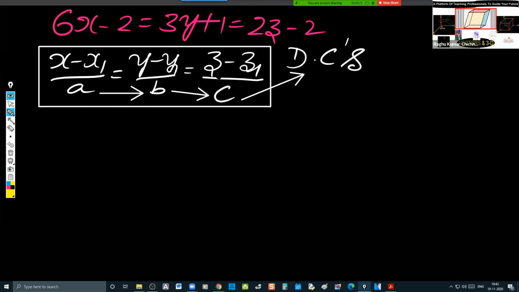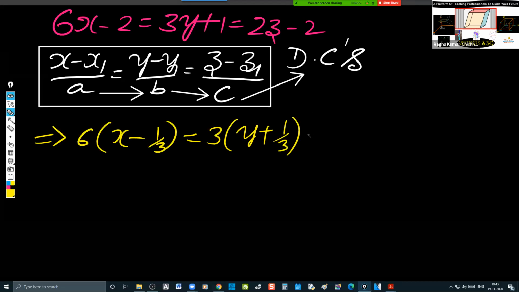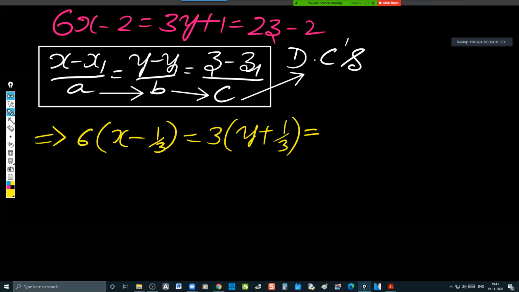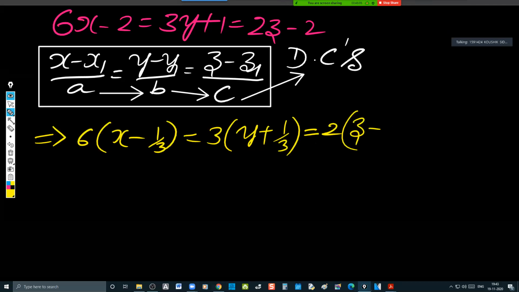How to find out a, b, c in that case? You have to make the x, y, z coefficients 1. Take 6 common there: x minus 2 by 6. Kaushik, is it visible? Take 3 common there. Sir, 6 into (x minus 1 by 3) is equal to 3 into (y plus 1 by 3). Come on, tell me, if you take 2 common, what do you get in the third part? Sir, z minus 1.